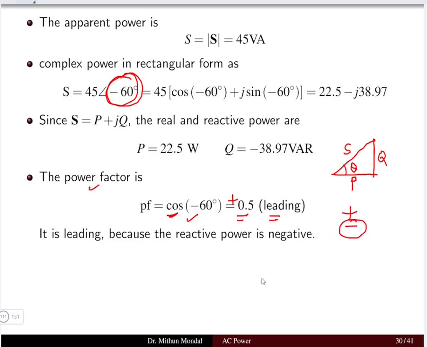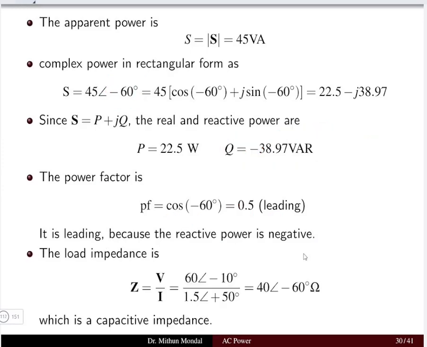Now also we can say that the reactive power is negative. If the reactive power is negative, we can say that the power factor is leading in nature. So from the sign of the reactive power and the power factor sign, both can be used to decide whether the power factor is leading or lagging.